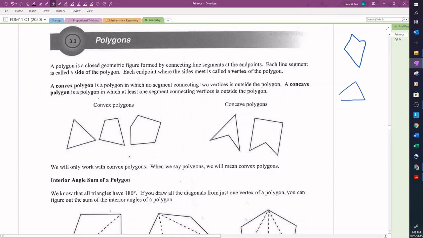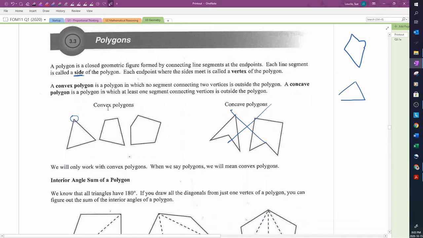We can break polygons down into two categories. One is convex polygons and one is concave polygons. So concave polygons have a dip in them, like it goes inside. We're not going to talk about concave polygons. We're only going to talk about convex polygons in this course, okay? And then the other words we have are the sides of the polygon, so that's the straight line segments, and the vertex is where the ends meet, okay?